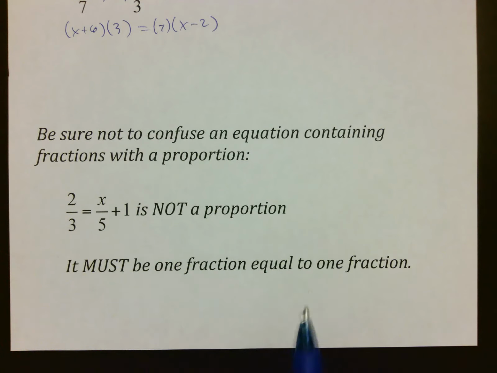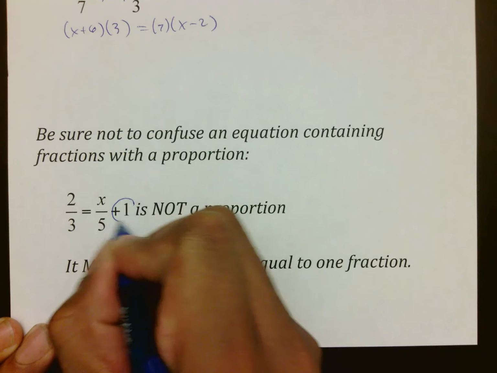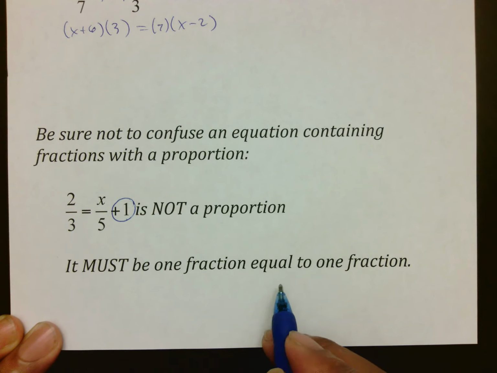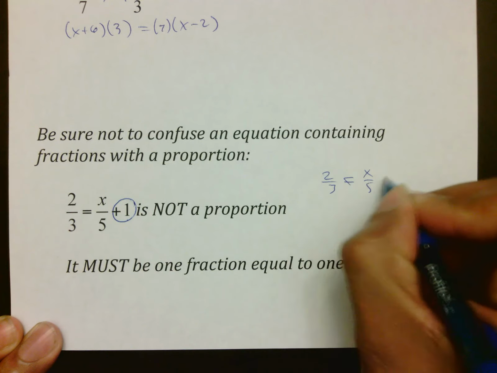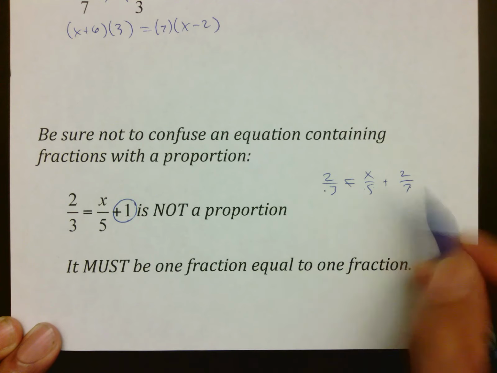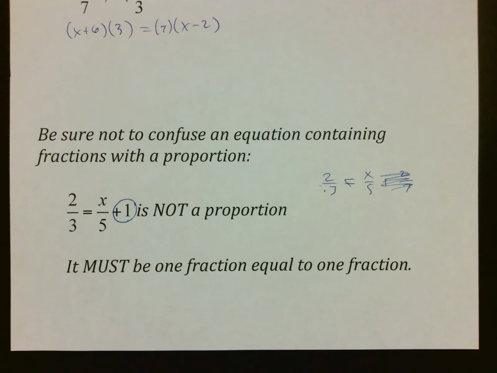Be sure not to confuse an equation containing fractions with a proportion. This is not a proportion. 2/3 equals x over 5 plus 1, because that throws it off. It must be one fraction equal to one fraction. It can't be 2/3 equals x over 5 plus 2 over 7, because that's two fractions over here with one over there. It has to be fraction equals fraction in order to use this skill that we're talking about, where we expand it and go from there.